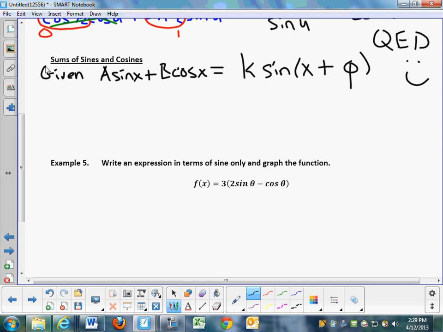Okay, so given a sine of x plus b cosine of x equals k sine of x plus phi, k is equal to the square root of a squared plus b squared. That's easy.